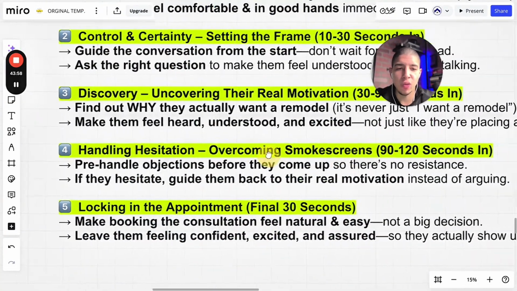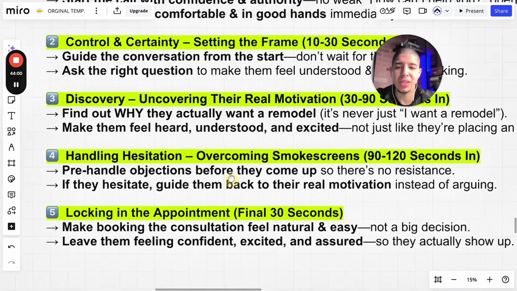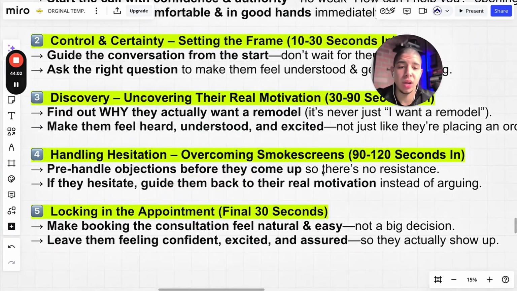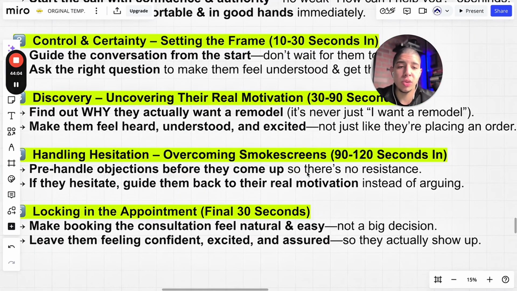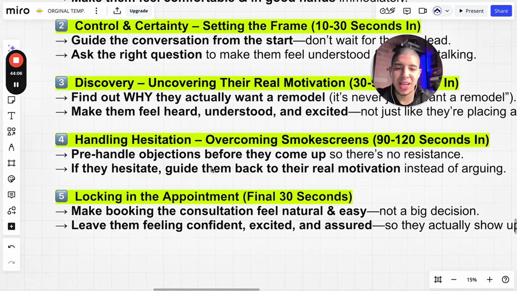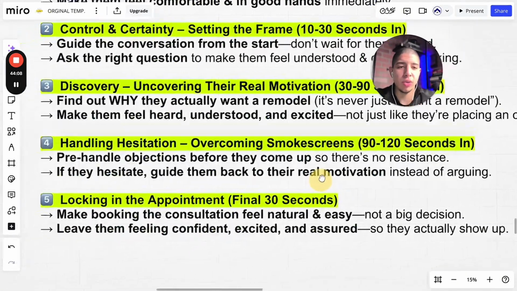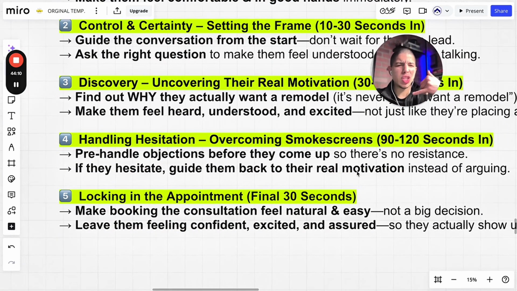Handling hesitation, overcoming smoke screens, 90 to 120 seconds in. Pre-handle objections before they even come up, so there's no resistance. If they hesitate, guide them back to the real motivation instead of arguing. Yeah, but I just wanted a quote. Yeah, I completely understand, but what was your timeline on actually getting that pain point fixed so that you could get to your dream state?